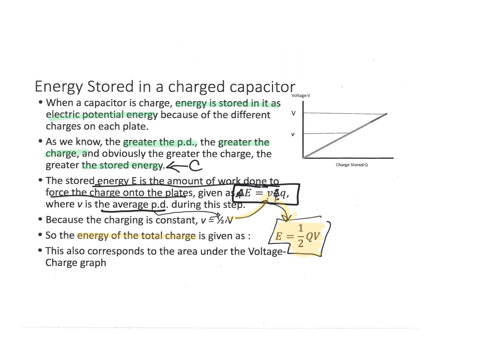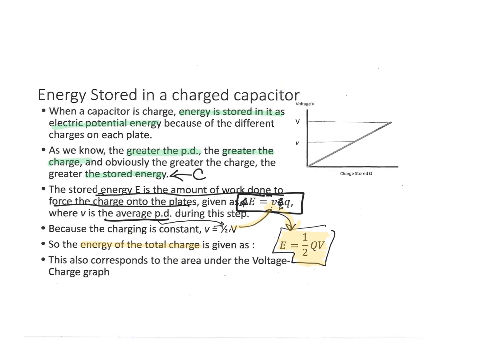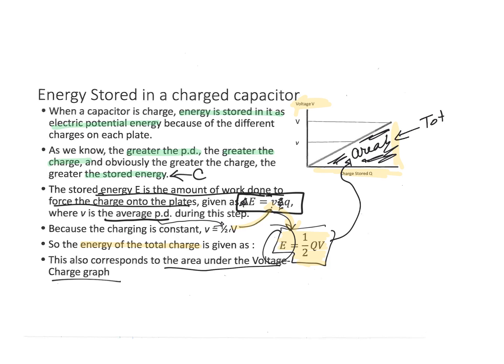Now, the cool thing is this. Since it's Q, V, look at this. Q, V. If we take base and multiply it by height, isn't that an area? So guess what this is equal to? This right here, this stored energy, is the area under a voltage charge graph. That's what it's saying. Area under the voltage charge graph is the total energy. Okay? This area is your total energy.